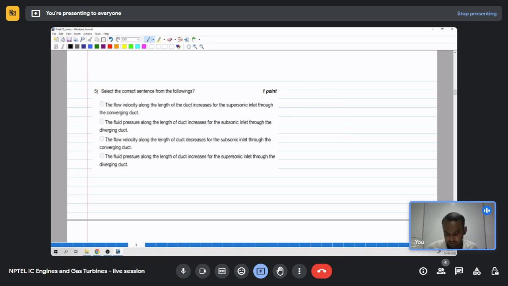Select the correct sentence from the following. The flow velocity along the length of the duct increases for the supersonic inlet through the converging duct. The fluid pressure along the length of duct increases for subsonic inlet through the diverging duct. The flow velocity along the length of the duct decreases for subsonic inlet through the diverging duct. The fluid pressure along the length of the duct increases for supersonic inlet through diverging duct.